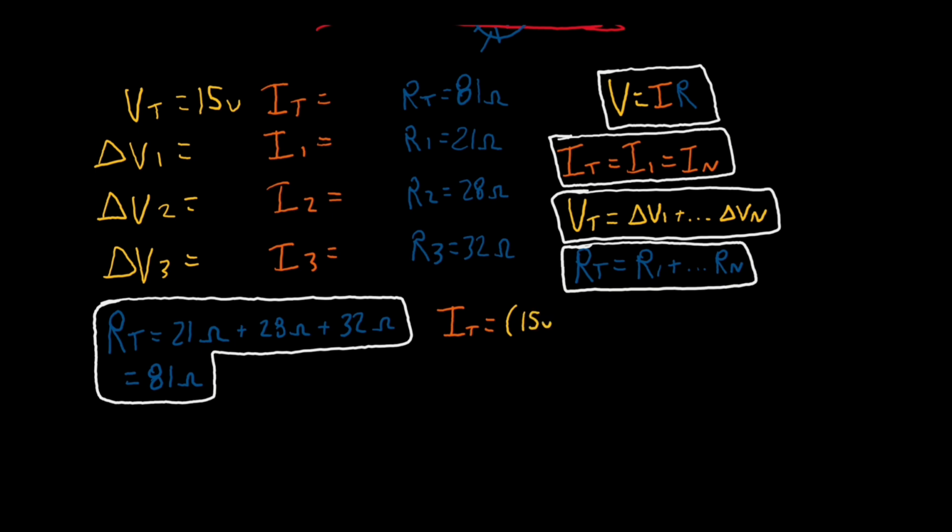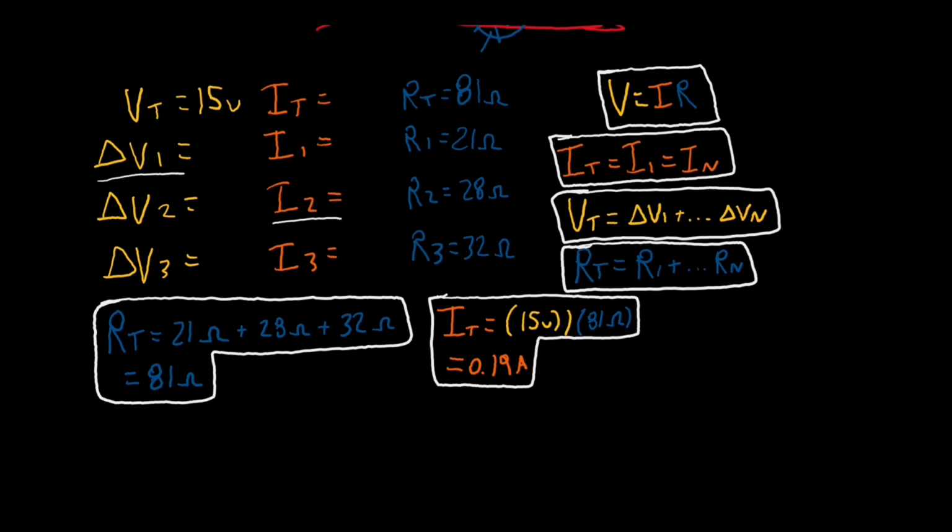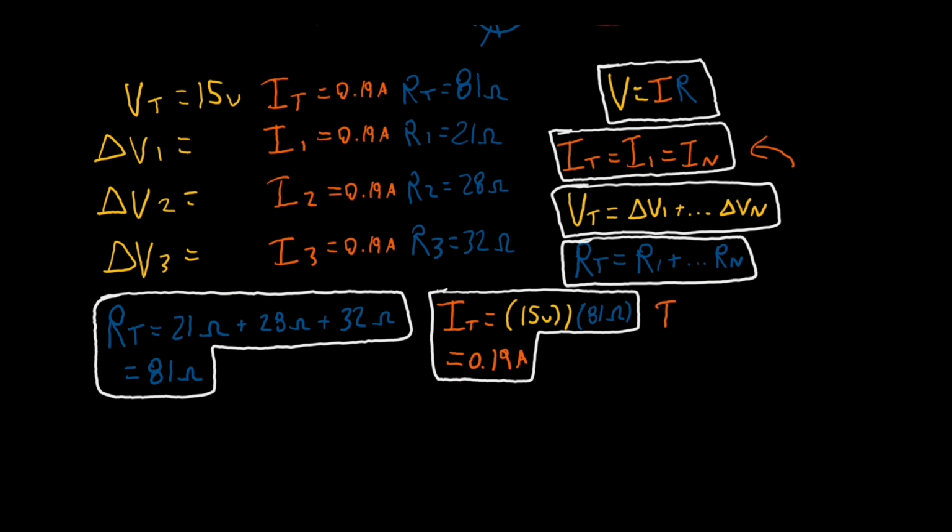And with some rearranging, the current equals the voltage divided by the resistance, which equals 0.19 amps, rounding to two significant digits. Just to clear up some confusion, for Ohm's law, you cannot use V1 and I2 to find R3. No, you must use two values in the same row to solve for the missing one. Now, remembering this formula, that each of the currents are equal to each other, that means that we can plug in 0.19 amps for each of the other currents.